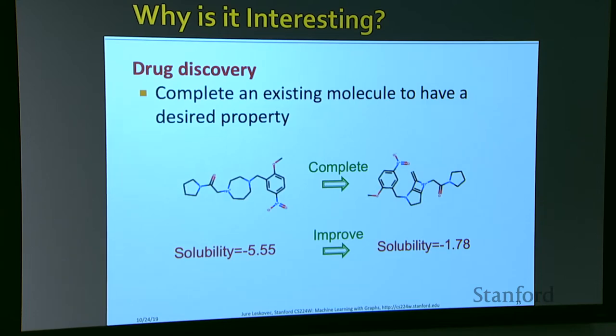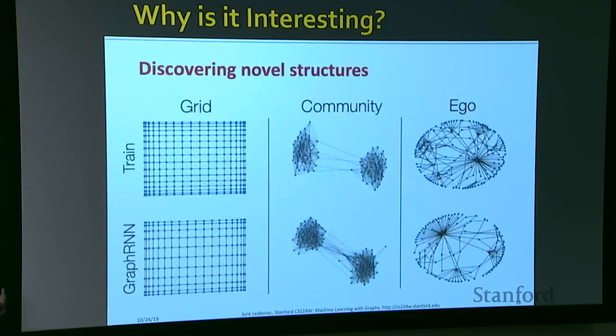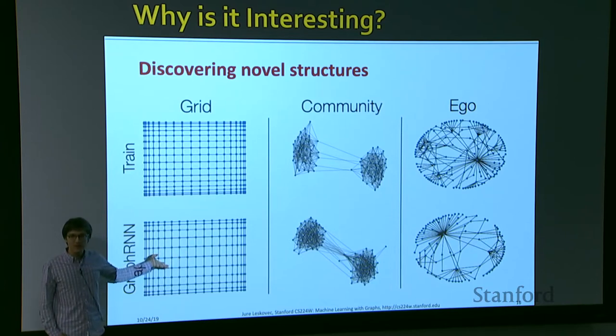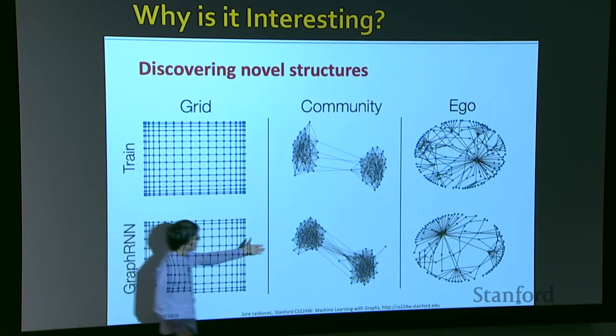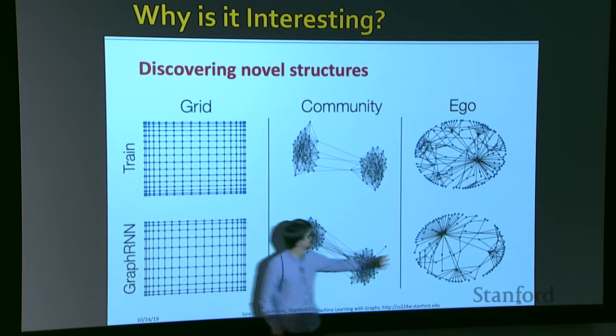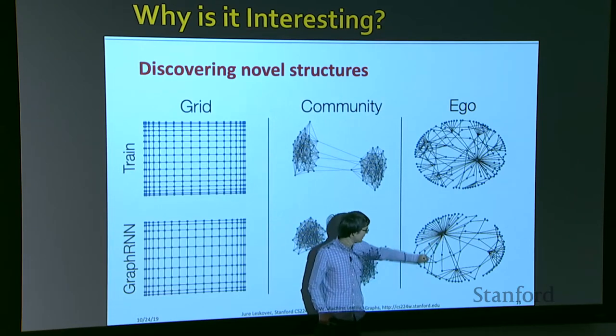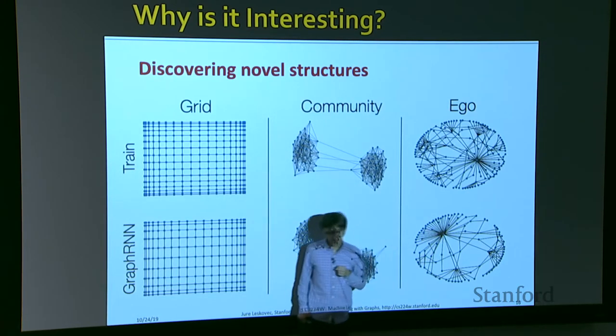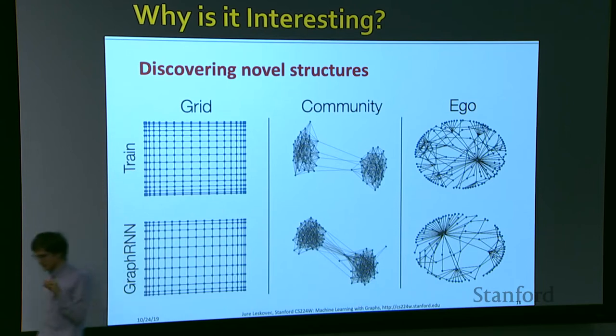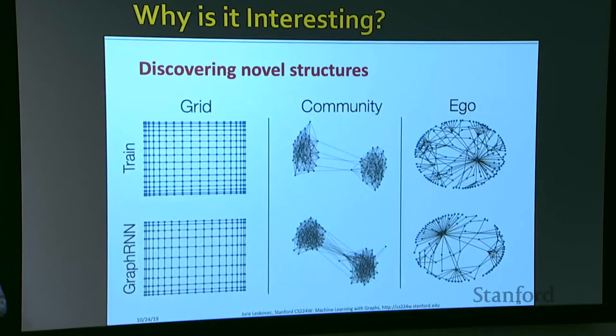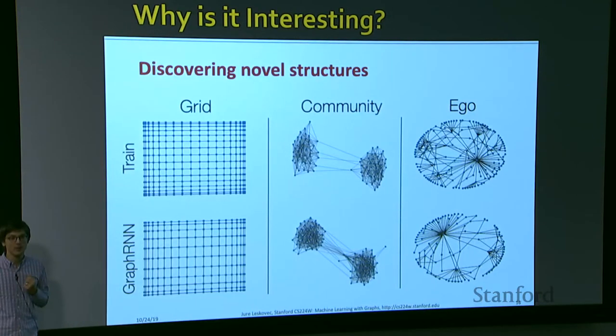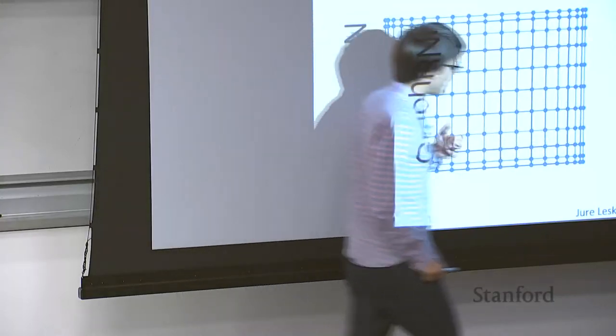Those are the ideas. And just to show you how well our models will work, the same model will be able to generate very different graph structures. We'll be able to generate grids. We'll be able to generate this type of community structure, and we'll also be able to generate this kind of scale-free power law graph structure that looks much more tree-like. The point is that the same model will be able to do that.